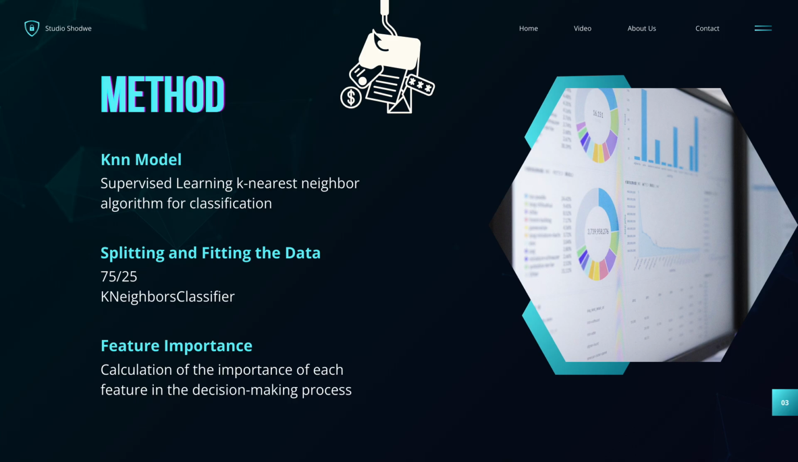The prepped data was then split into a training set, which was 75% of the data, and a test set being the remaining 25% of the data. This was done to avoid overfitting the data with one large set. The data was fit using a k-neighbors classifier.